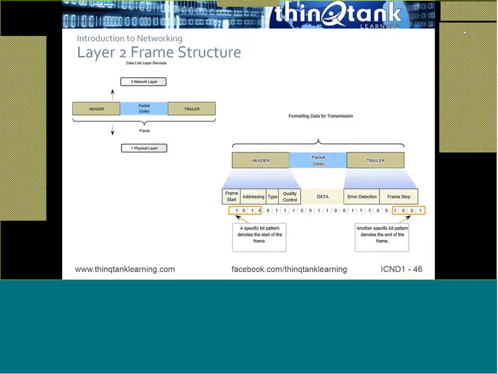Now you will notice one thing that's important when it comes to a frame, and it is this right here. Frame start, frame stop. These are called delimiters. And delimiters allow us to define the beginning and the end of a frame. Now, why would it be particularly important for us to identify when a frame begins and when a frame ends?